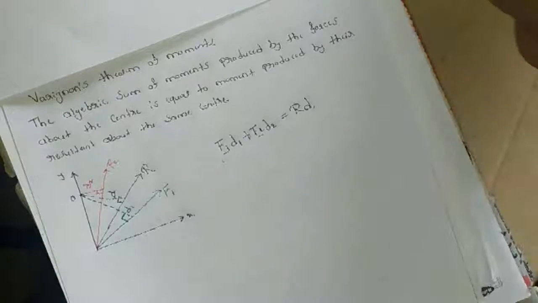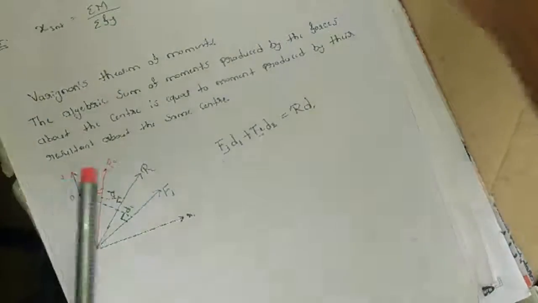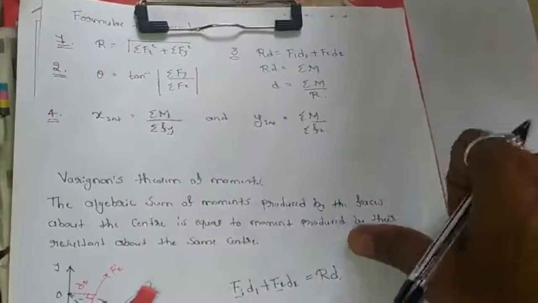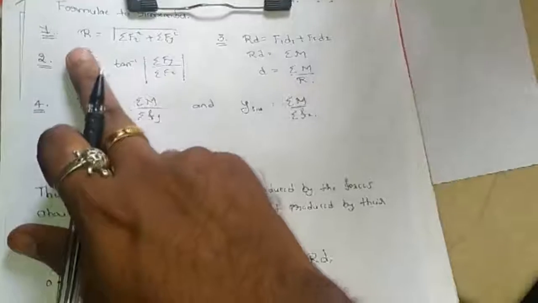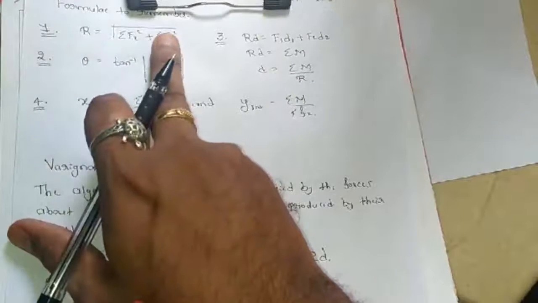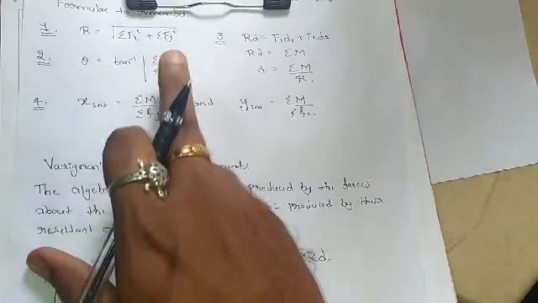Now there are some formulae to remember in a non-concurrent force system, which are similar to the concurrent force system. First, the resultant is equal to the square root of summation Fx squared plus summation Fy squared. Theta is equal to tan inverse of summation Fy by summation Fx.